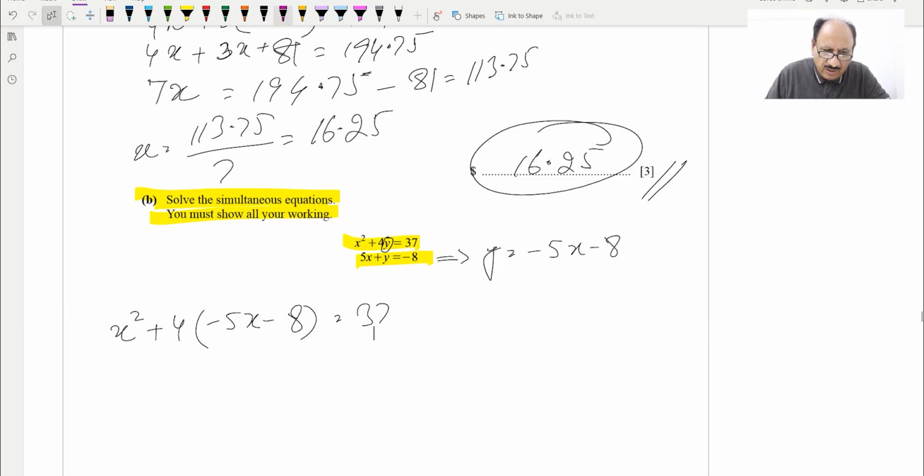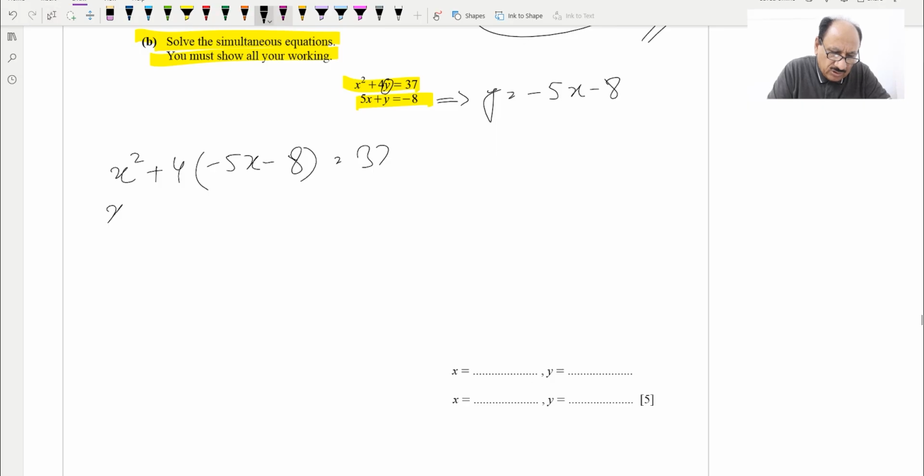We will be opening the bracket and forming the quadratic equation. So x squared minus 20x plus 32, and minus 37 is equal to 0. We have shifted 37 also to this side. So x squared minus 20x, and this will be minus 5.